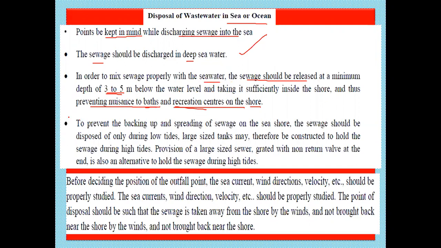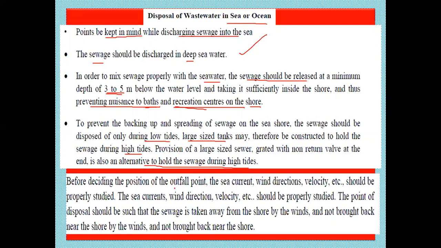Okay? Next, to prevent the backing up and spreading of the sewage on the seashore, the sewage should be disposed only during the low tides. So in areas with low tides, we have to go and discharge. Large sized tanks should be constructed to hold the sewage during the high tides. Provision of large sized outlets with non-return valves at the end is also an alternative method to hold the sewage during the high tides. Right? So these are some of the methods of disposing wastewater in the sea.